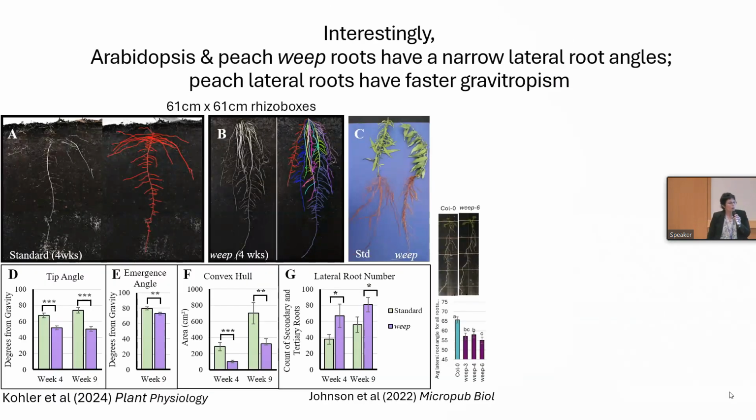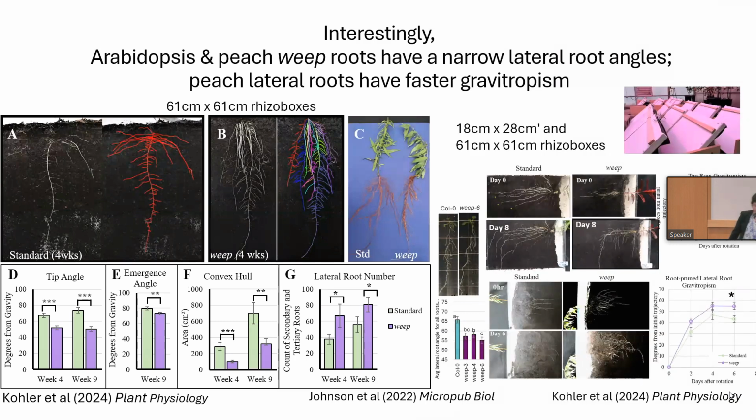Interestingly, Arabidopsis doesn't have a shoot phenotype, but it has a root phenotype. They have narrower roots. Oh, this is pretty small here. This is all published, though. Narrower root angles, and we found that the weeping peach trees also have narrower root angles. So there is some role in roots.